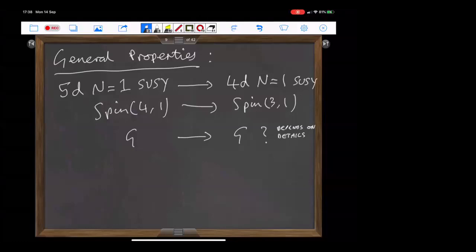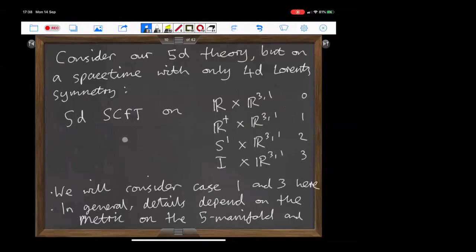And G itself could remain intact, or it could break to a subgroup in general. But this actually turns out to depend on details. So from a field theory point of view, we can just make some very general analysis.